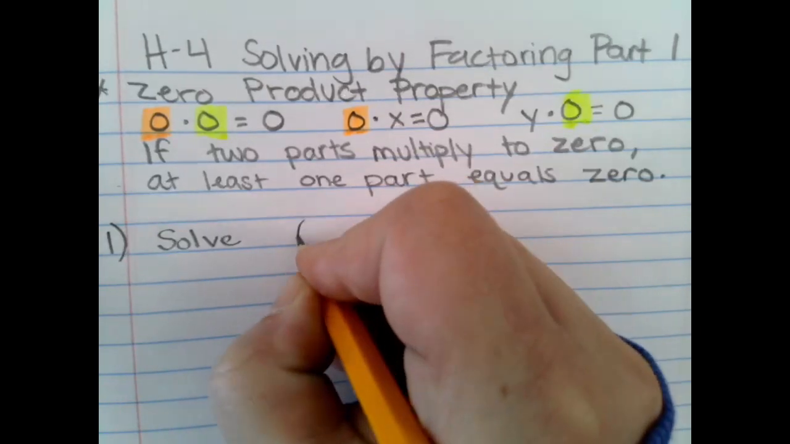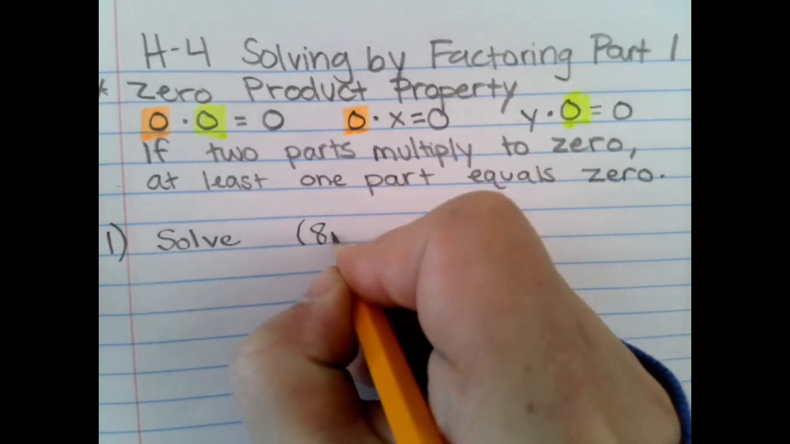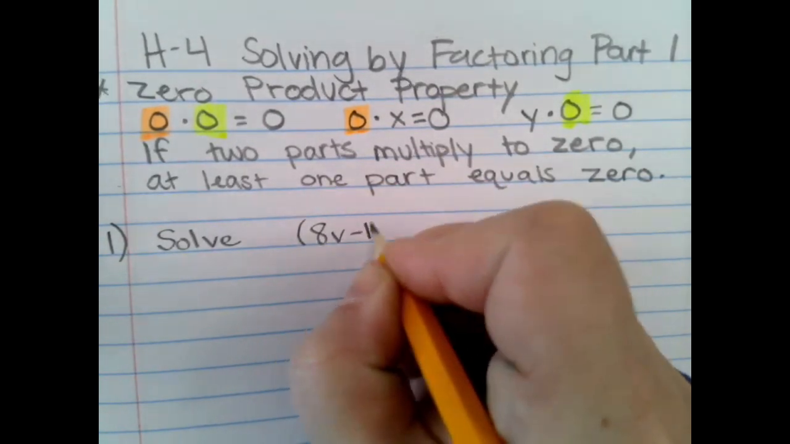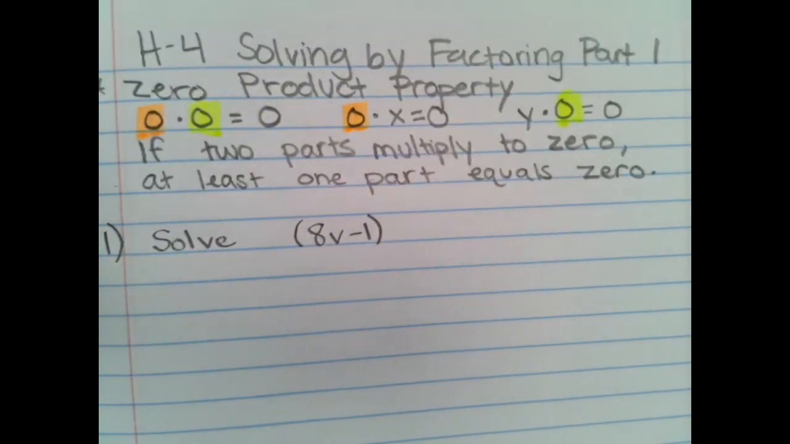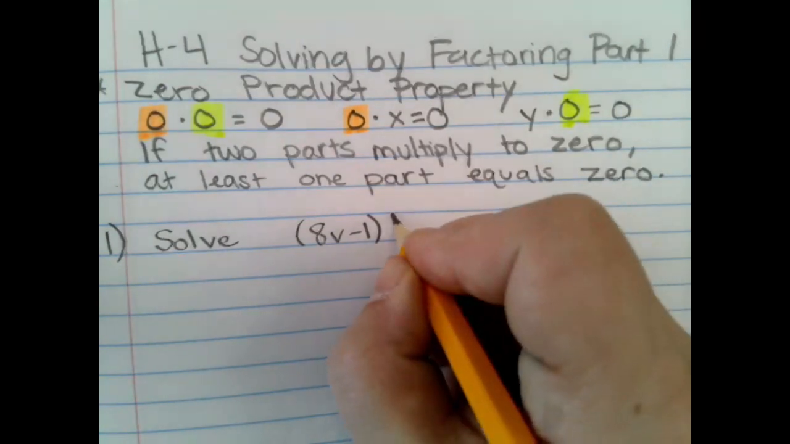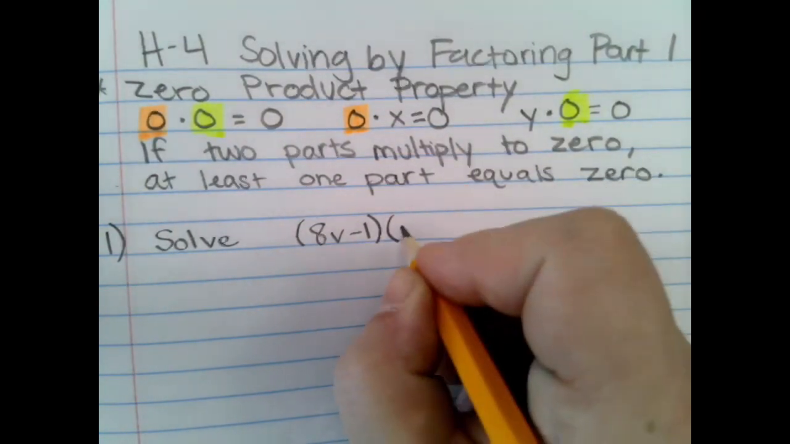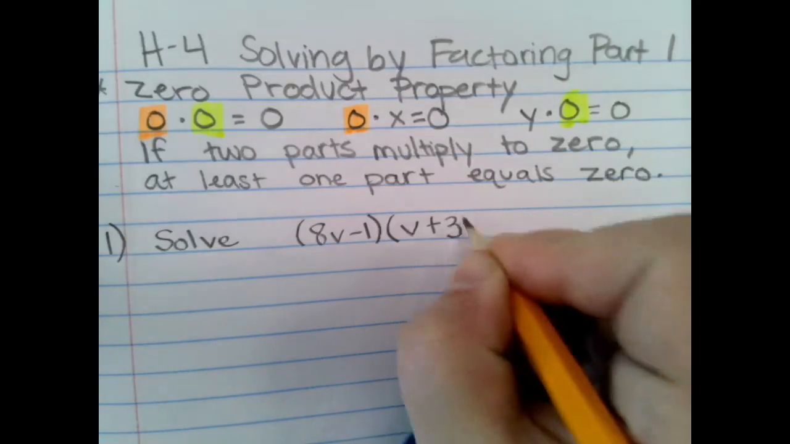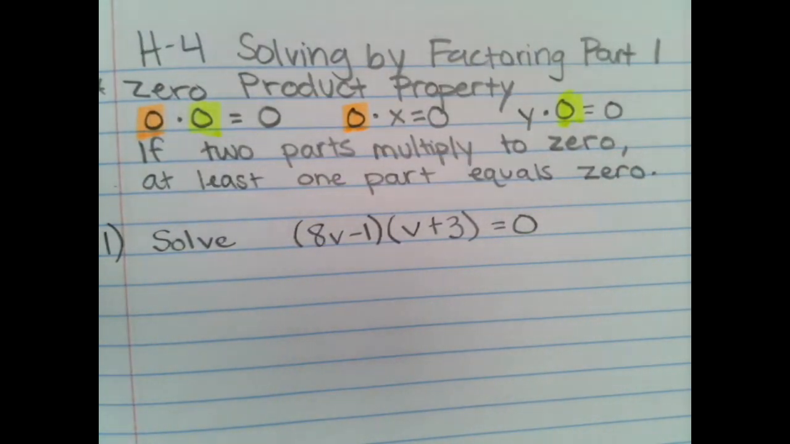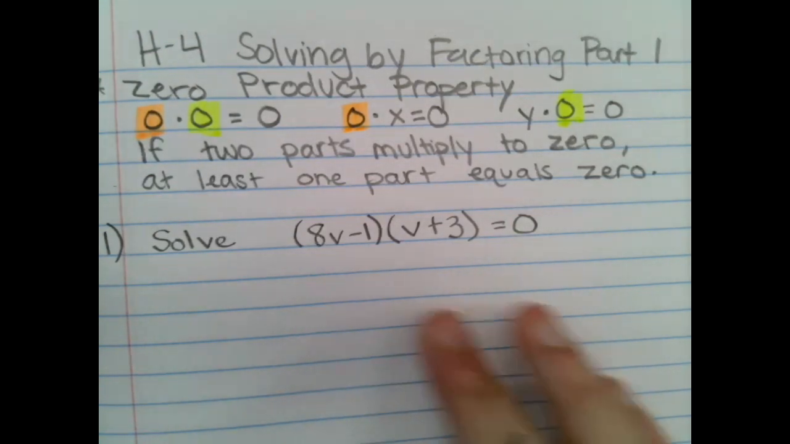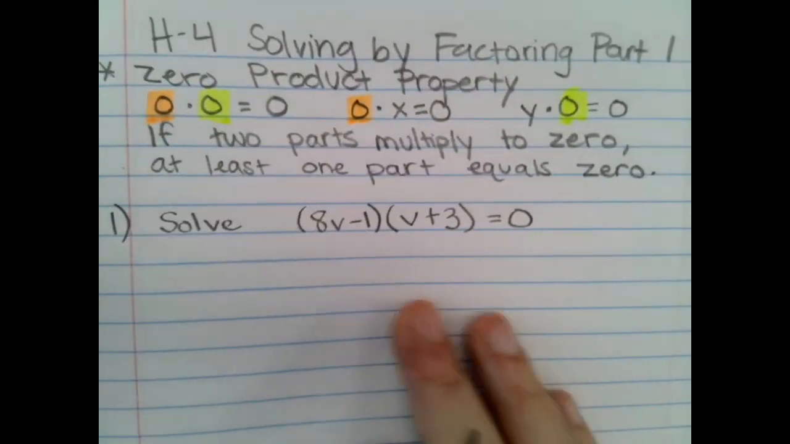So we're going to solve this first one, 8v minus 1 in parentheses. Is that a monomial, binomial, or trinomial? Good, binomial. And we're going to multiply it by another binomial. So again in parentheses, v plus 3 equals 0. So this isn't quite a flashback yet to last chapter, to Unit G. This is still just our new idea of the 0 product property.